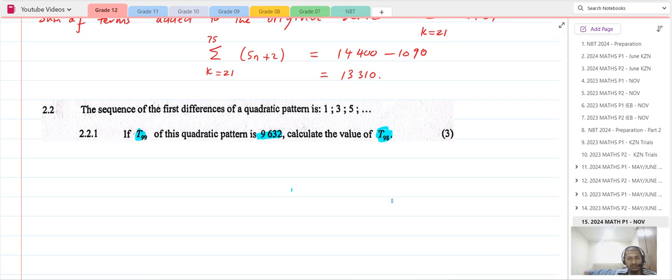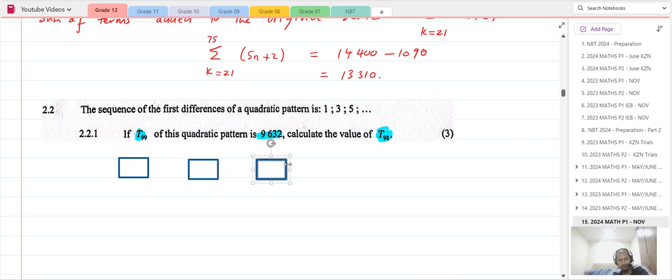So we have the sequence of the first difference of a quadratic pattern. Now remember, we don't want to get confused here. So let's see, 135. You know you have a quadratic pattern. I'm just trying to draw these square boxes and build the theory behind this. So let's take this. I'm going to put 4 terms here. Next one is here.